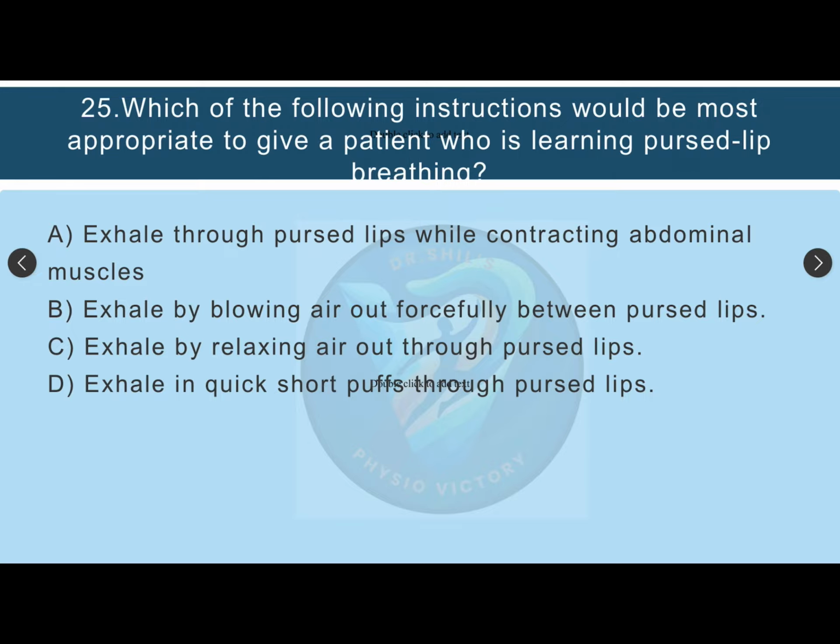Next question. Which of the following instructions would be most appropriate to give a patient who is learning pursed lip breathing? Option A. Exhale through pursed lip while contracting abdominal muscles. Option B. Exhale by blowing air out forcefully between pursed lip. Option C. Exhale by relaxing air out through pursed lip. And option D. Exhale in quick short puff through pursed lip. Here the clear answer is option C. Exhale by relaxing air out through pursed lips.